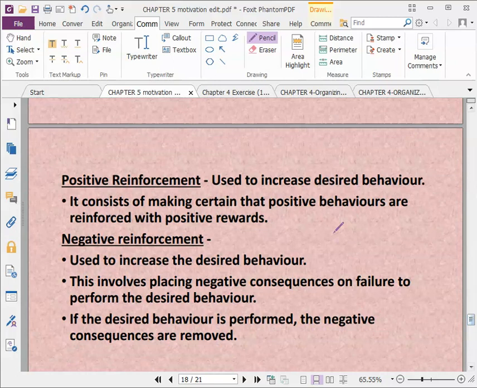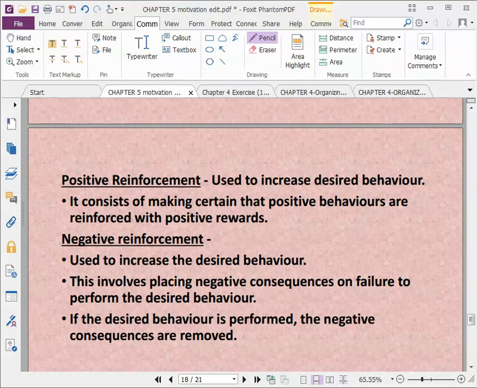Okay, so there I have an explanation. What is positive reinforcement? It is used to increase the desired behavior. It consists of making certain that positive behaviors are reinforced with positive rewards.